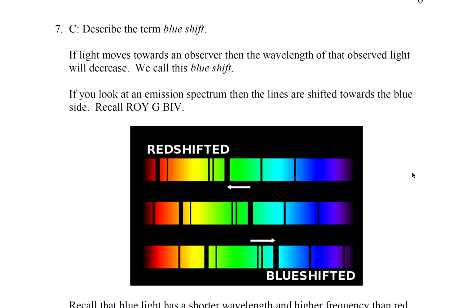Question 7. Describe the term blue shift. If light moves towards an observer, then the wavelength of that observed light will decrease. We call this blue shift. Okay. So if you look at an emission spectrum, then the lines are shifted towards the blue side.